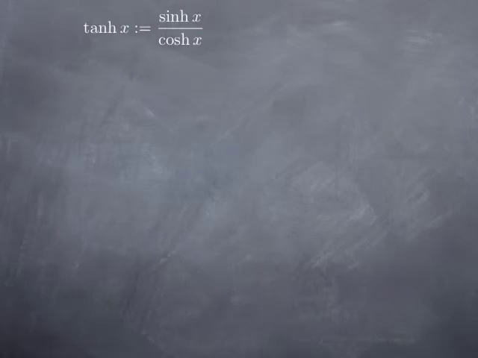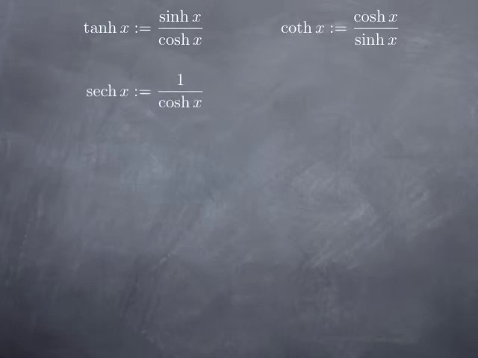Now we can introduce analogs of the other trig functions. So we can have a hyperbolic tangent, which would be naturally the quotient of the hyperbolic sine by the hyperbolic cosine. A hyperbolic cotangent, which would be the reciprocal, in other words, the quotient of hyperbolic cosine by hyperbolic sine. A hyperbolic secant function, which is the reciprocal of the hyperbolic cosine. A hyperbolic cosecant function, reciprocal of the hyperbolic sine.